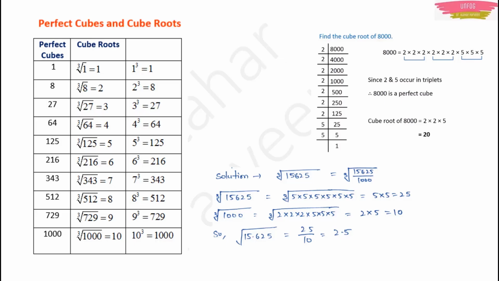Then I will see the cube root, I will remove those. See, 5 is there 6 times, right? So the cube root will become 5 into 5. Here 2 cube is there and 5 cube is there, so I will remove the cube root with the cube. I will have 2 into 5. So 25 and 10 I have. Now I will divide this 25 and 10. I will get 2.5. This will be the solution for the cube root of 15.625.